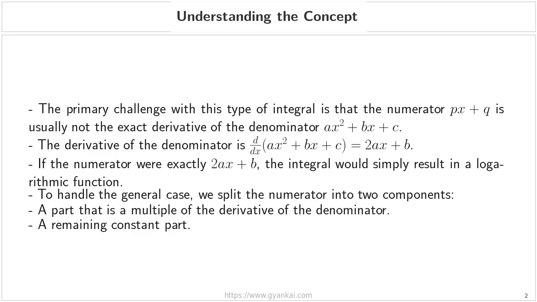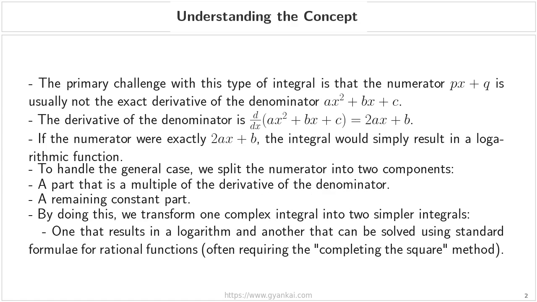The key is to split the numerator. We want to break up px plus q into two pieces. The first piece will be a multiple of the derivative of the denominator, that is, some constant times 2x plus b. The second piece will simply be a constant, which we'll call b. Think of it like this. We're trying to borrow a part of the numerator that does look like the derivative of the denominator, so we can get that nice logarithmic integral.